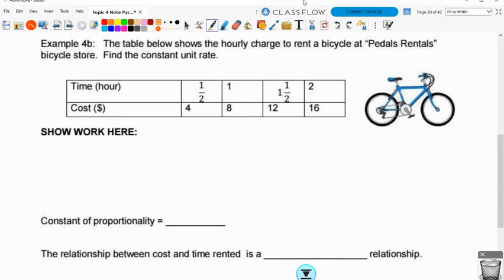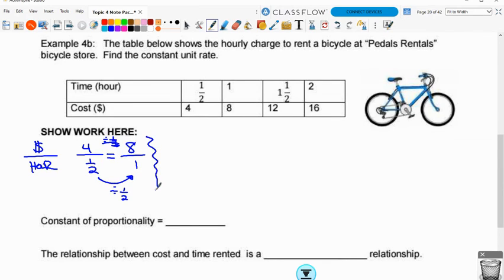In example 4b, it says that the table below shows the hourly charge to rent a bicycle at Pedals Rentals bicycle store. Find the constant unit rate. So again, we need to know for this bicycle store the cost per hour, dollars per hour once again. So looking at the first set of data, it costs $4 to rent the bike for half an hour. We need to get our unit rate by dividing by 1/2. A half divided by a half is 1. 4 divided by a half, if you put that into your calculator, equals 8. So we get a unit rate there of 8 over 1.